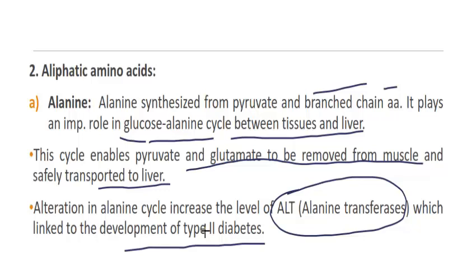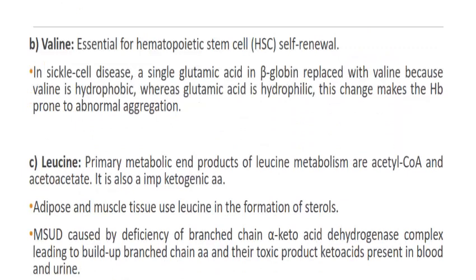Valine is essential for hematopoietic stem cell self-renewal. In sickle cell disease, you already know how it occurs because of replacement of an amino acid. Here glutamic acid in beta globin is replaced with valine, because valine is hydrophobic while glutamic acid is hydrophilic. This change makes the hemoglobin prone to abnormal aggregation. So that's why valine is essential for HSC self-renewal. What is HSC? Hematopoietic stem cell, meaning hematopoietic cells are going to be formed. And valine may also be the cause of sickle cell disease.